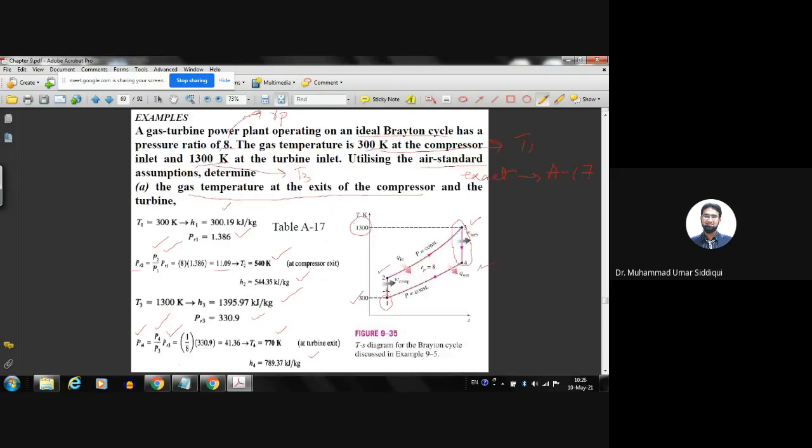Is this clear? Is there anything within the solution here which is not clear? Please ask. It's clear, sir.